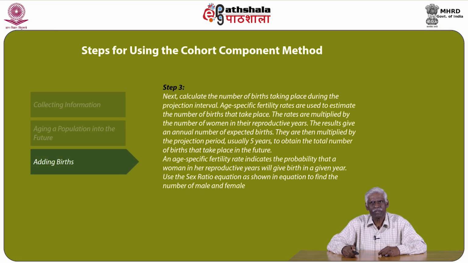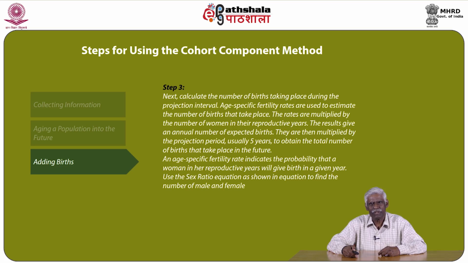Next, calculate the number of births taking place during the projection interval. Age-specific fertility rates are used to estimate the number of births that take place. The rates are multiplied by the number of women in their reproductive years. The results give an annual number of expected births. They are then multiplied by the projection period, usually 5 years, to obtain the total number of births that take place in the future. An age-specific fertility rate indicates the probability that a woman in her reproductive years will give birth in a given year.